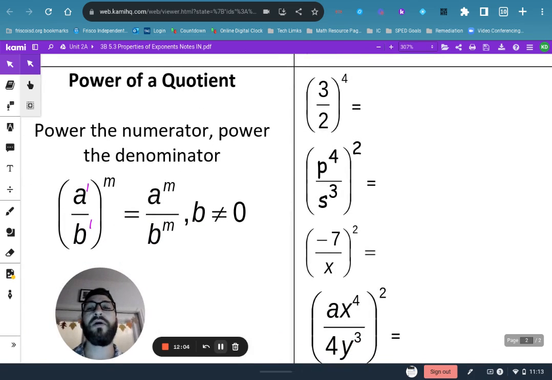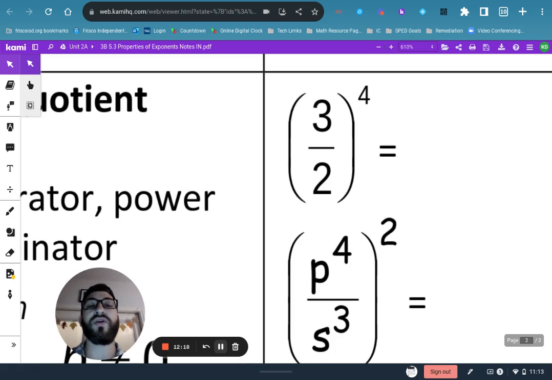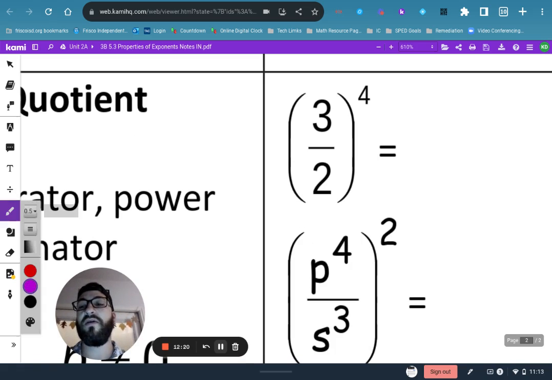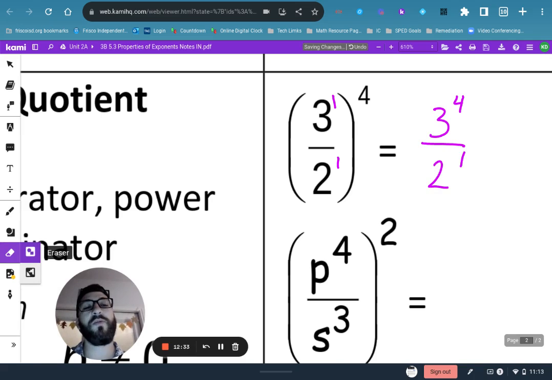It's very similar. So power of a quotient is the same idea. Everything on the inside of the parentheses gets that power to a power treatment. It's just dealing with the quotient instead of a product. So if I have 3 over 2, this is 3 to the first and 2 to the first. So that would become 3 to the fourth over 2 to the fourth. Oops, not 21 to the fourth.